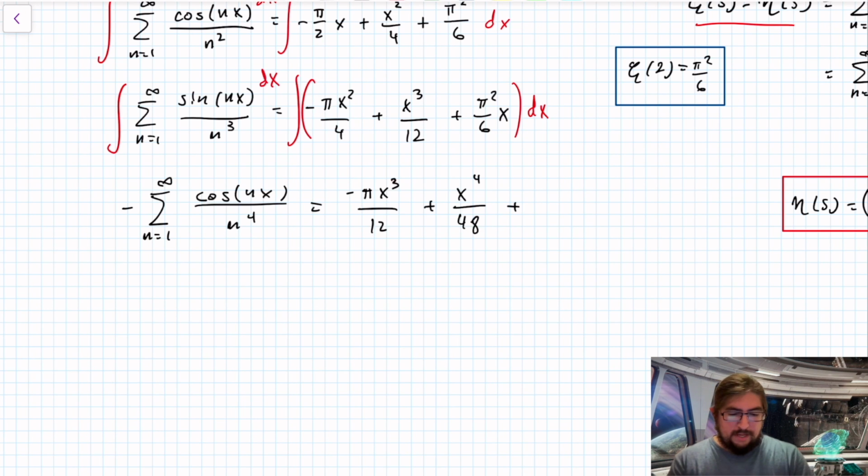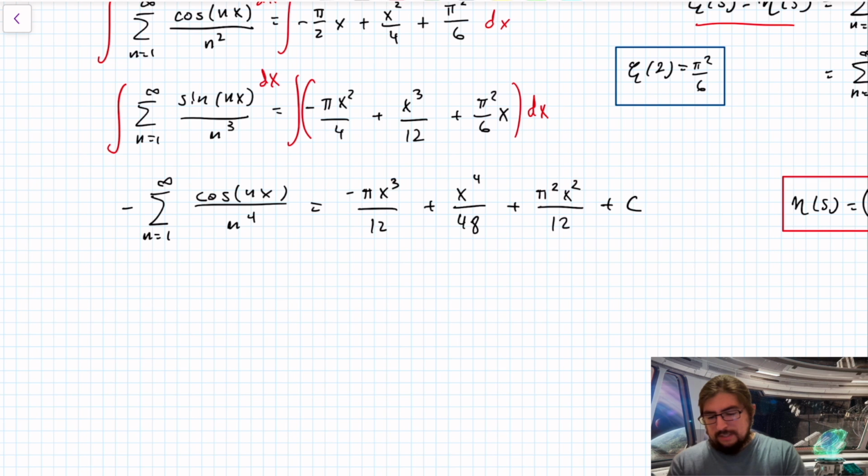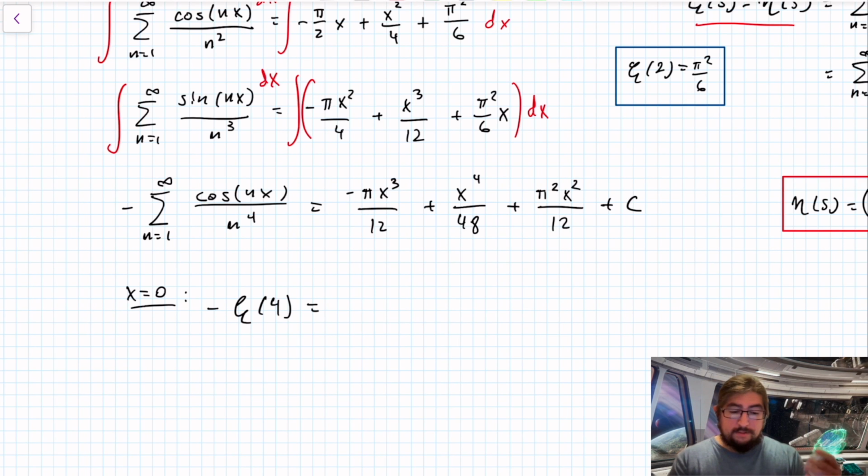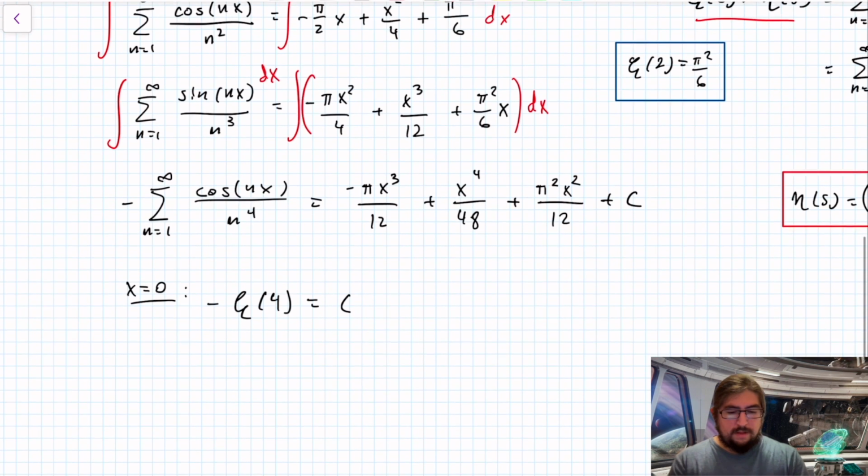And then this is going to be pi squared x squared over 2 times 6 is 12, and then plus a constant c. So I have a hunch that when we plug in x to be 0, since cosine of 0 is 1, we'll get our zeta of 4 value. So let's see what happens when x is equal to 0. We get negative zeta of 4 on one hand. All of the other terms have x, so those cancel out. And then we get c. So c, in fact, is negative zeta of 4. Let's include that here.